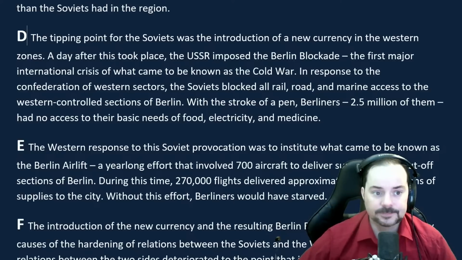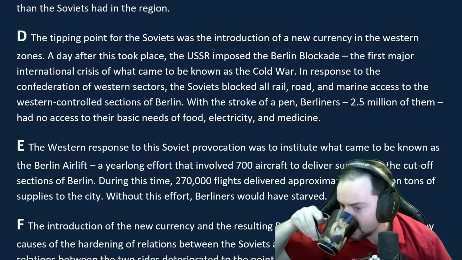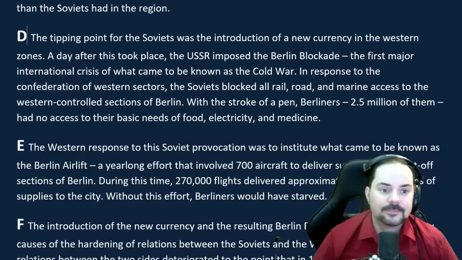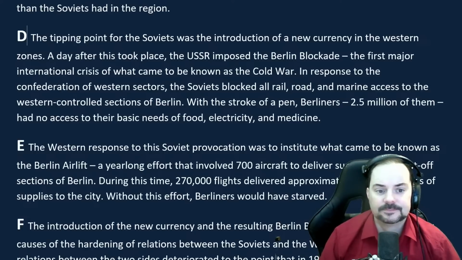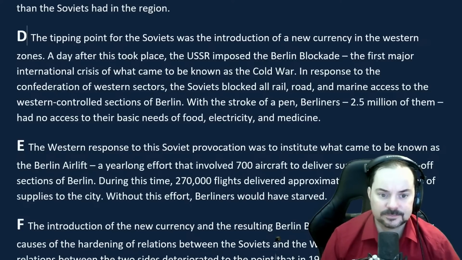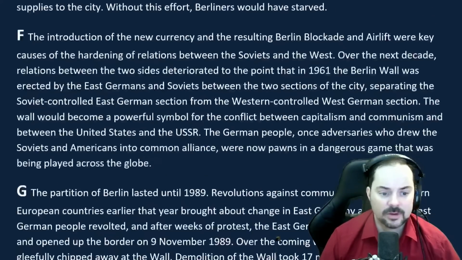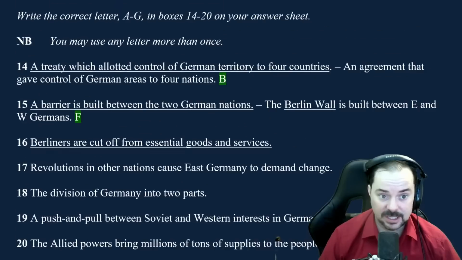Can you scroll up? It's coming. Okay. The tipping point for the Soviets was the introduction of a new currency in the Western zone. A day after this took place, the USSR imposed the Berlin blockade, the first major international crisis of what came to be known as the Cold War. In response to the consolidation of the Western sectors, the Soviets blocked all rail, road, and marine access to the Western-controlled section of Berlin. With the stroke of a pen, Berliners, 2.5 million of them, had no access to their basic needs of food, electricity, and medicine.